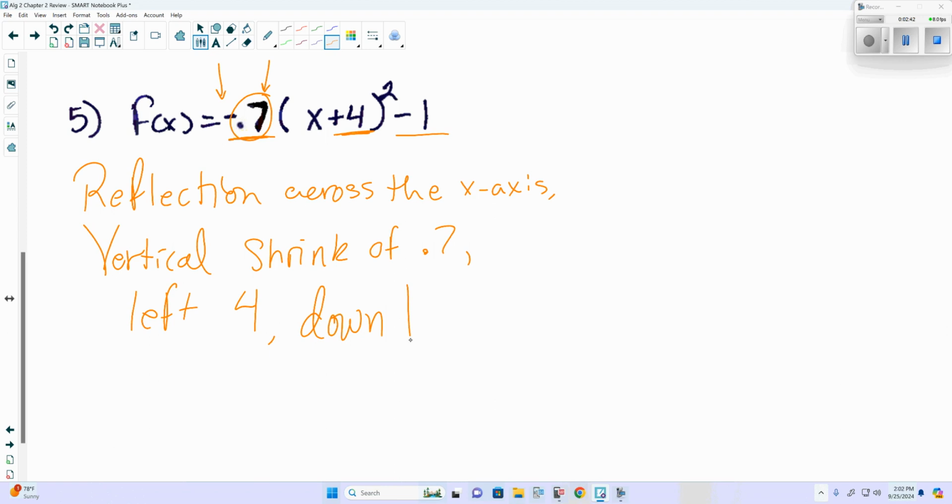And again, on the reference sheet, the back sheet of the review, I did include that there: the horizontal translation left-right. H, inside the parentheses, is left-right. K is our up and down. A is our reflection. If it's negative, there is a reflection; if it's not negative, there is no reflection. And the value tells us vertical stretch or shrink. Questions on this here? Okay.